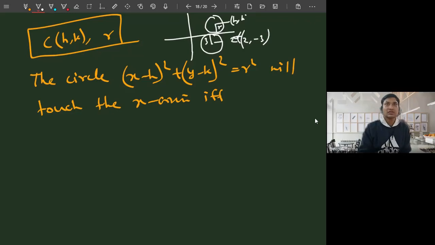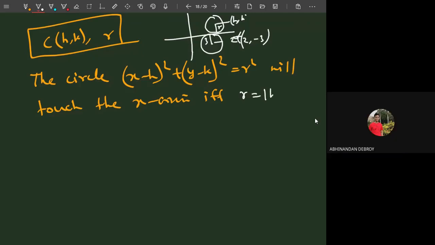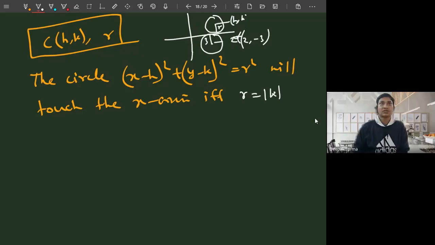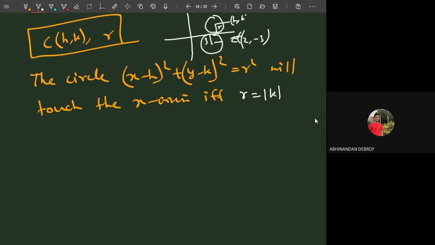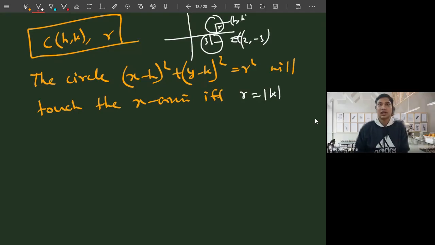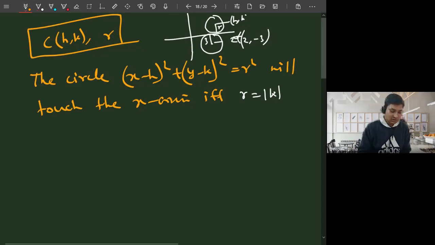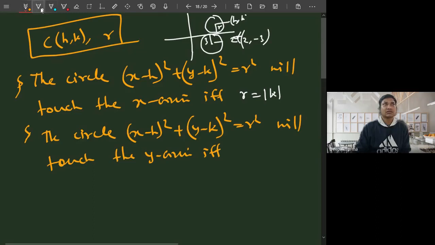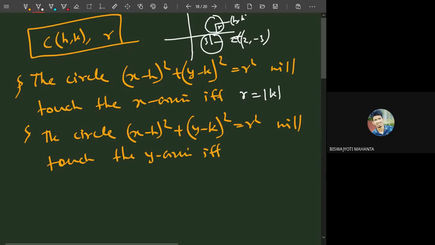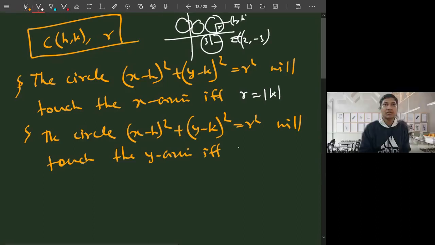So the condition will be, what is the condition here? R must be equal to mod of h. H or K? K. Got it? So whether it is positive or negative, ultimately radius is positive. Similarly, if I ask you the other question, what will be the condition? R is equal to mod H. Good. R is equal to mod of H. H can be negative, but R cannot be negative.